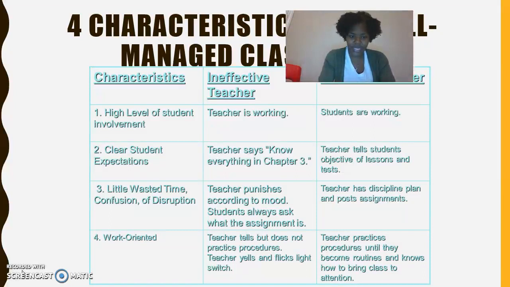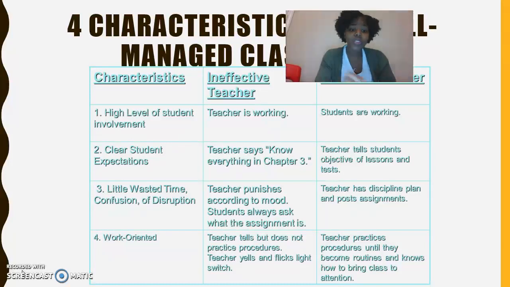Number 2: clear student expectations. The ineffective teacher says, y'all are going to know everything that's going to be in chapter 3. An effective teacher gives the objective of the lesson as well as the objective over the test that they will be taking. So that's posted. We should have them posted on the boards and in your lesson plans. Students should know where the objective is and be able to read it.